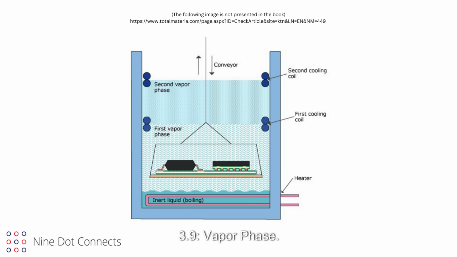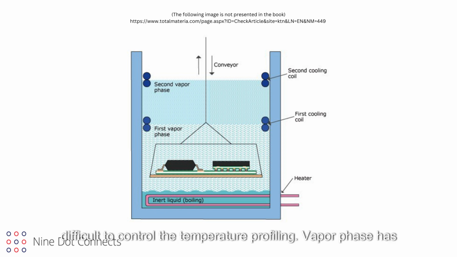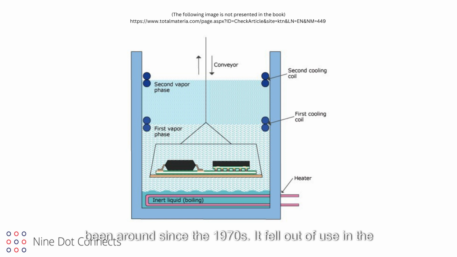3.9 Vapor phase. The vapor phase method allows the board to be heated more evenly, at a more rapid pace. However, this in turn makes it more difficult to control the temperature profiling. Vapor phase has been around since the 1970s. It fell out of use in the late 1980s, as other convection methods became more popular. However, with innovations in the vapor phase equipment, the growing use of SMDs, and the levying of RoHS, restriction of hazardous substances, to remove lead content from electronics, vapor phase is now commonly used.